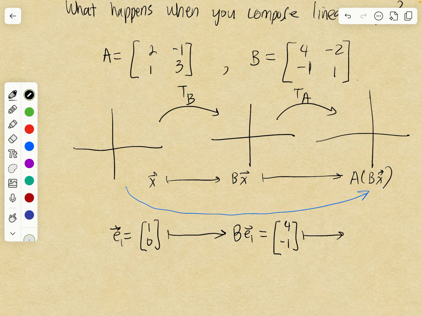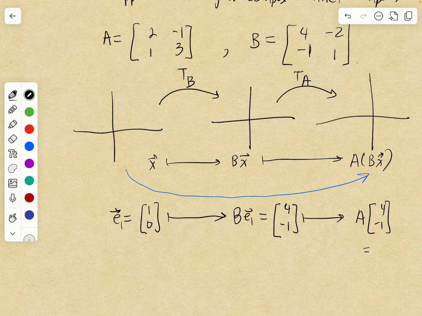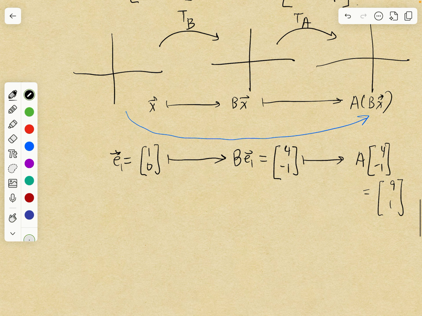And so when you apply A, you're going to get A times (4, -1), which ends up being, so you're taking a matrix times a vector, you're going to get 9, because 8 plus 1 is 9, and then 4 minus 3 is 1, so you get (9, 1). Okay, so E1, (1, 0), is going to go to (9, 1). Now what about E2?